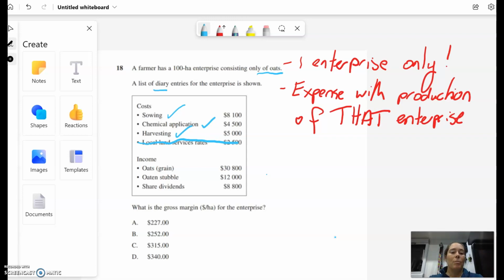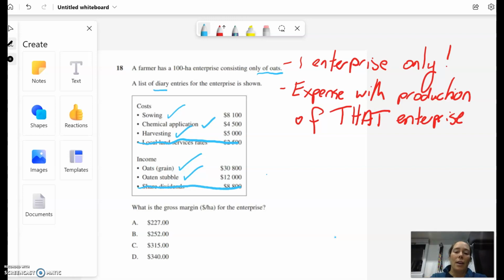Now, our income. We've got grain from oats, great. We've got our oat and stubble, which we might be selling all bundled up with our harvesting. So, yep. Our share dividends. Now, if I've got a portfolio of shares that's got nothing to do with my property, yes, that's part of my income, but it's not to do with this particular enterprise, so we get rid of it.